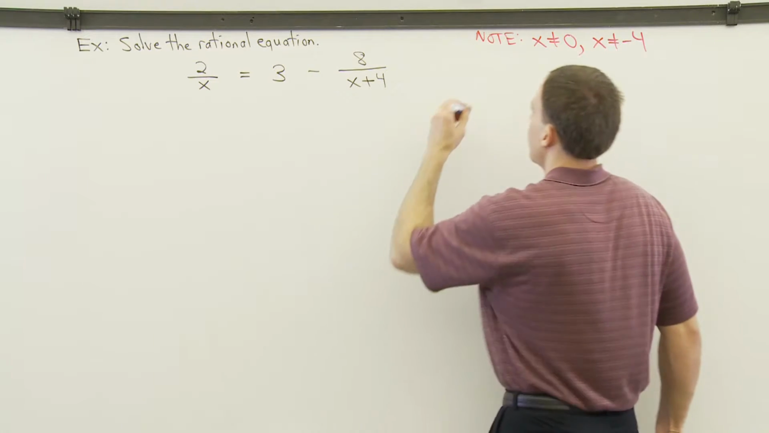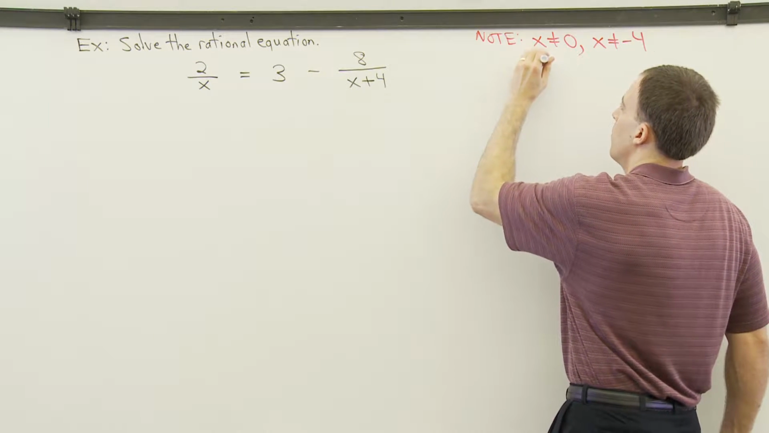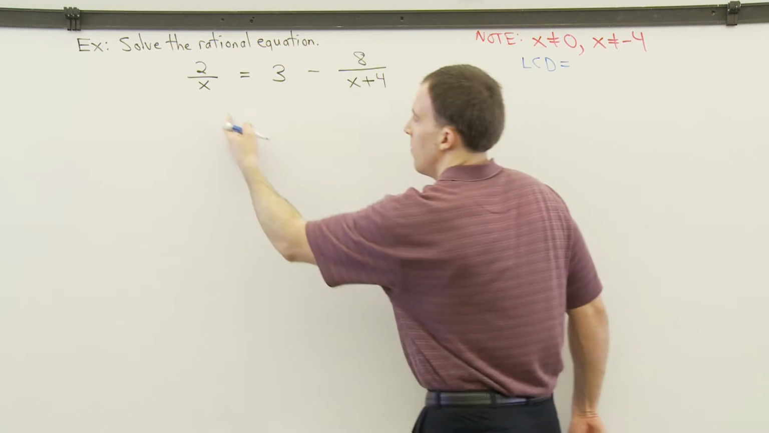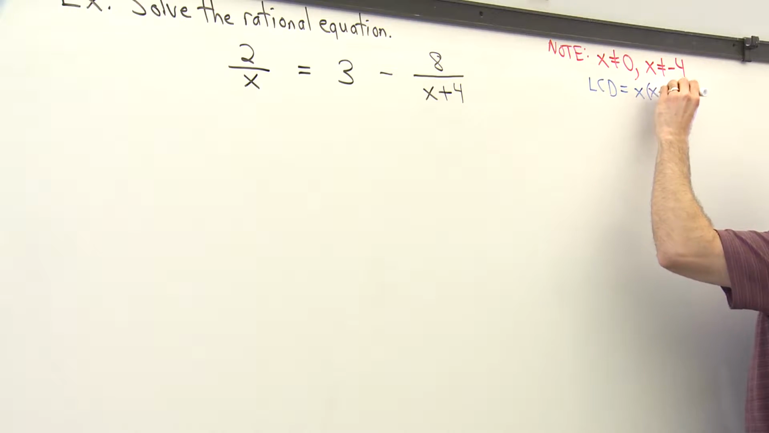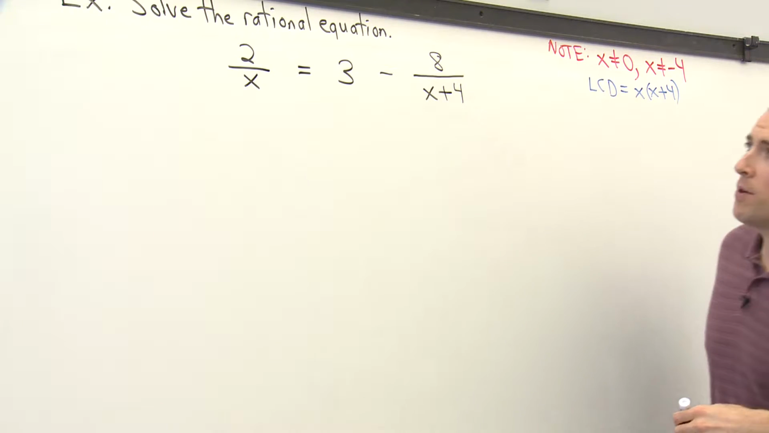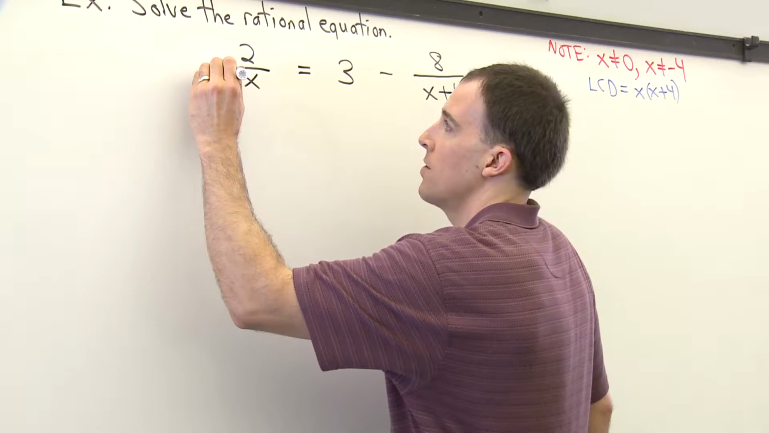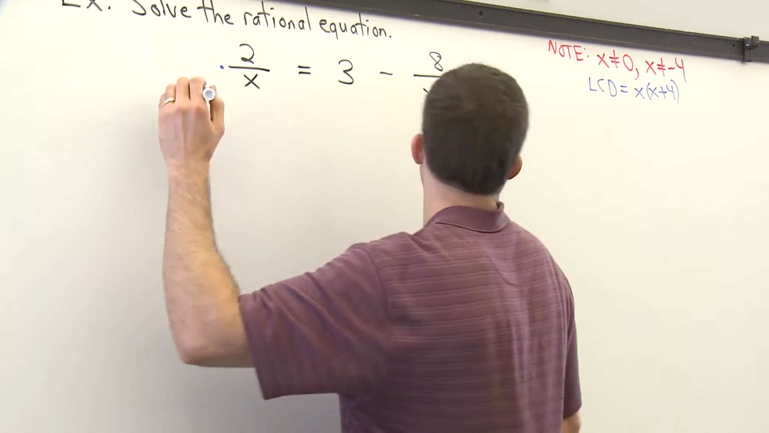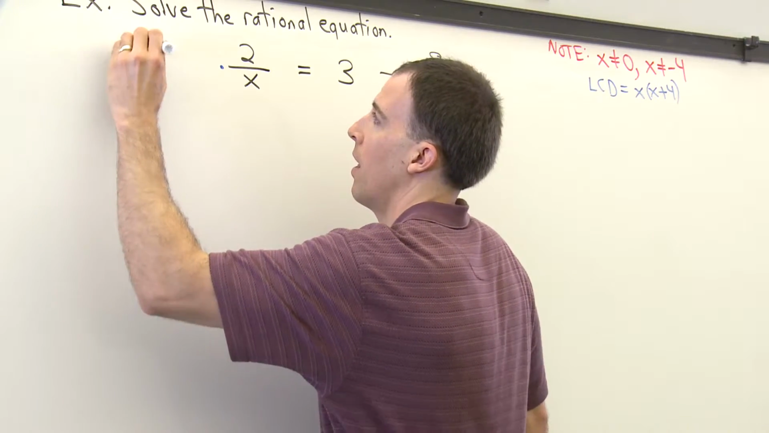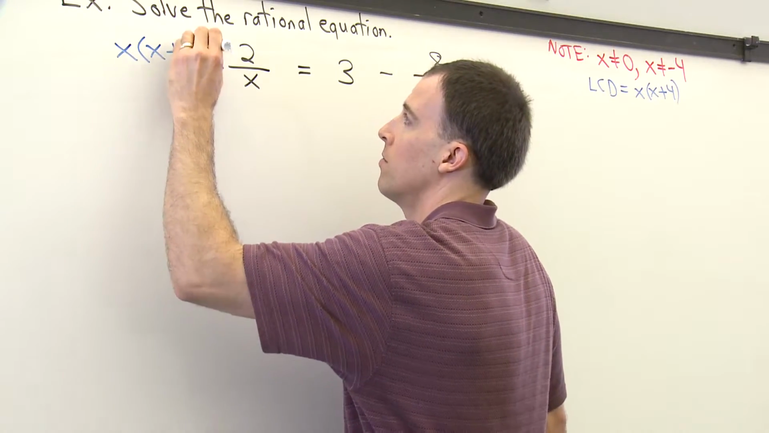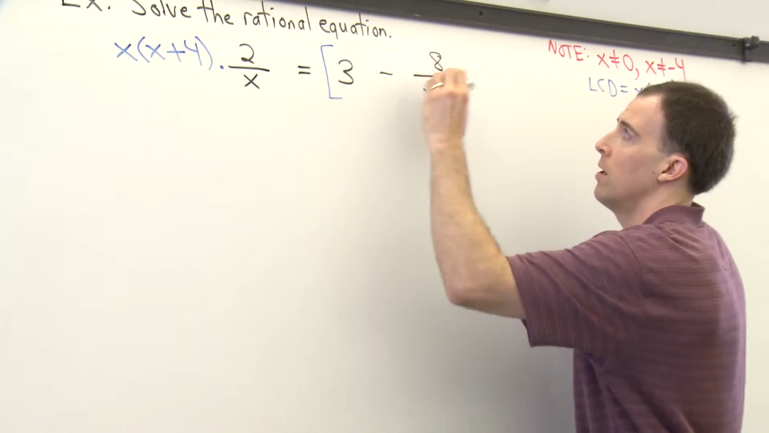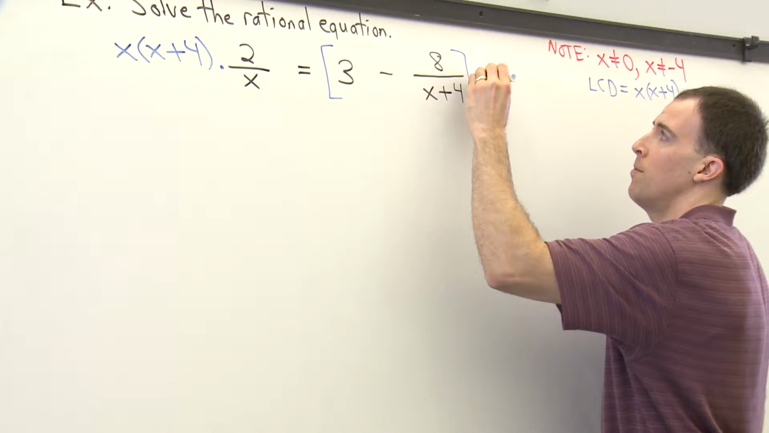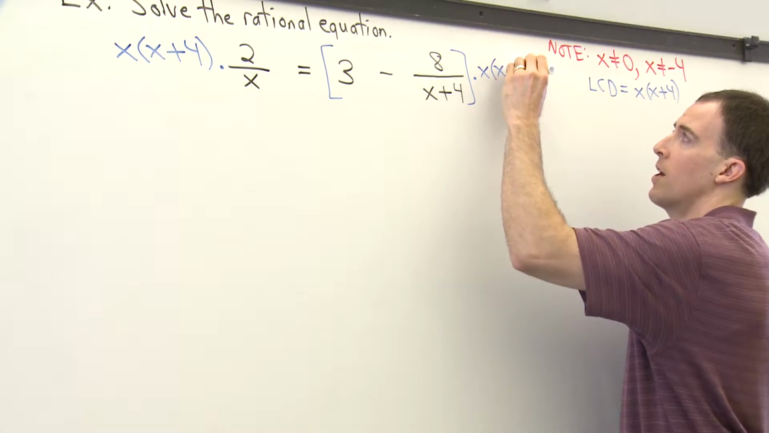Okay, next thing to do is to multiply both sides of the equation by the least common denominator. And in this problem here, the least common denominator would have to involve x and x plus 4. Those are the 2 denominator factors. So let's multiply both sides of this equation here by x times x plus 4. I showed that I'm multiplying the left side by x times x plus 4, and I'm going to show that I'm multiplying the right side by x times x plus 4.